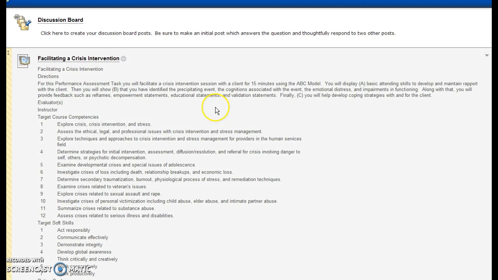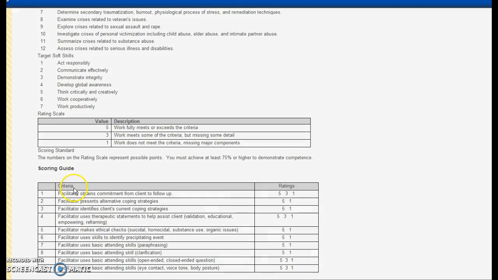They're asking a lot from the ABC model, and if you look at what I'll be grading on, the scoring guide includes a lot of different things, including therapeutic statements. You should include some validation, educational, empowering, and reframing. You not only have to know what that is, but how to say it. Your book gives some good examples. Also, if you look at attending skills, ethical checks, all of those, let's go to the ABC model, which is found under course information. That can help you a lot through this assignment.